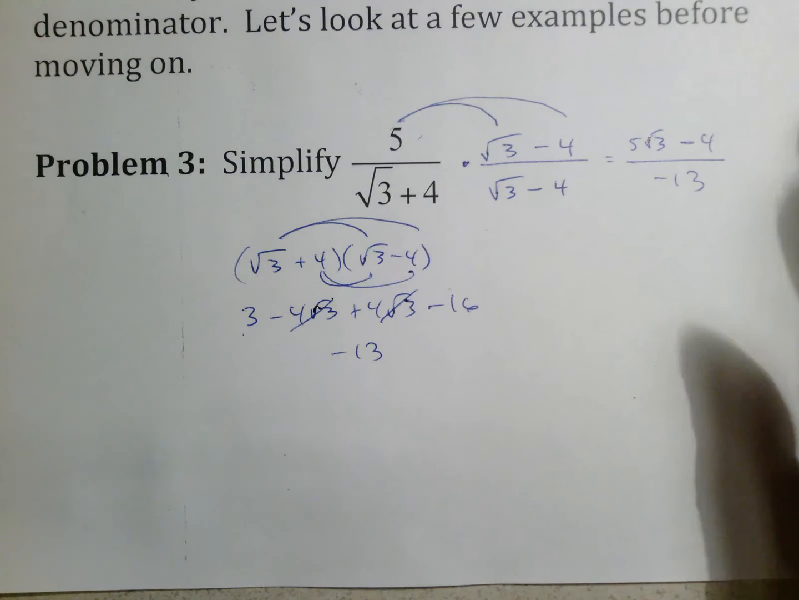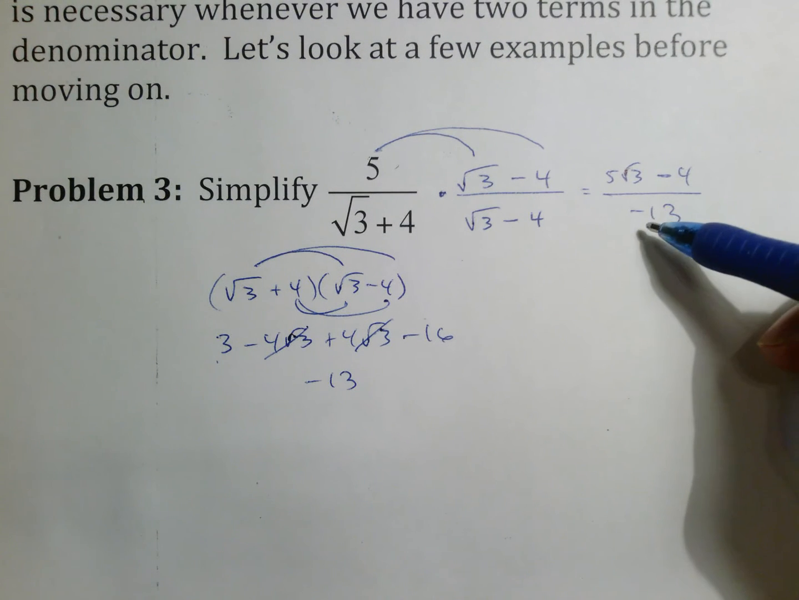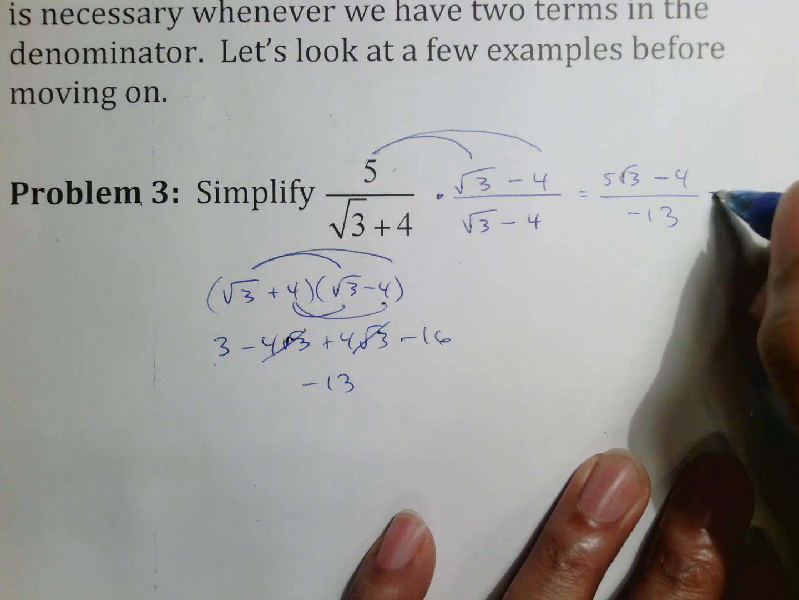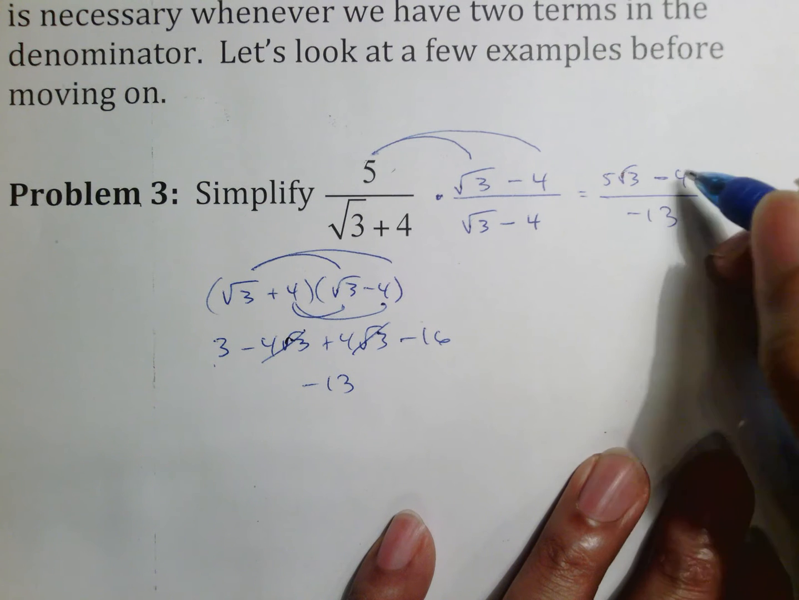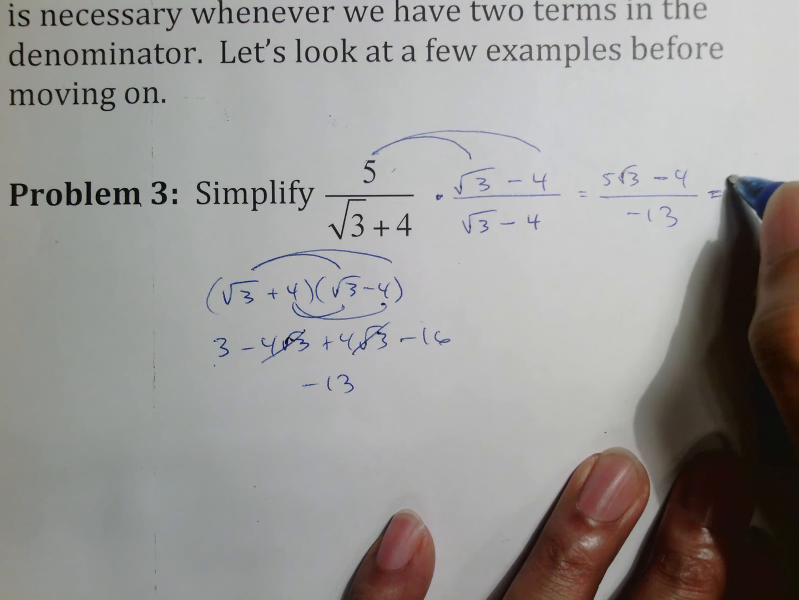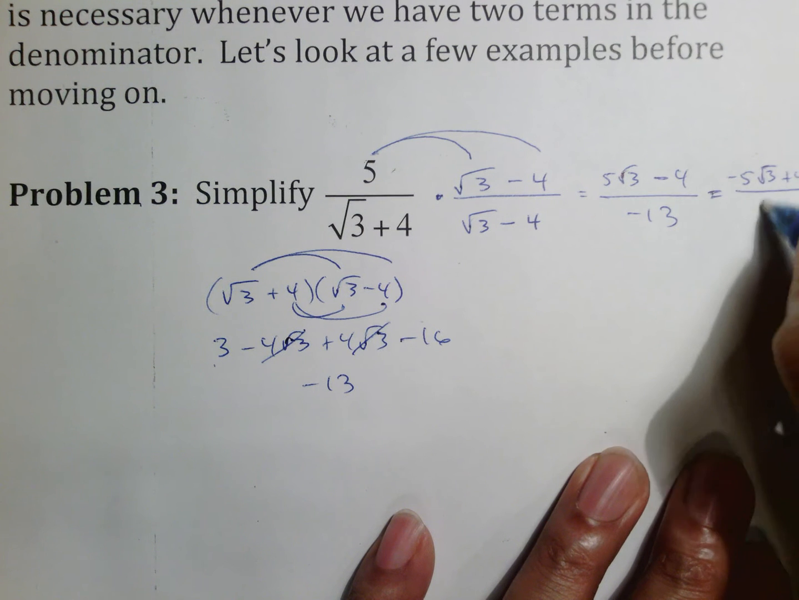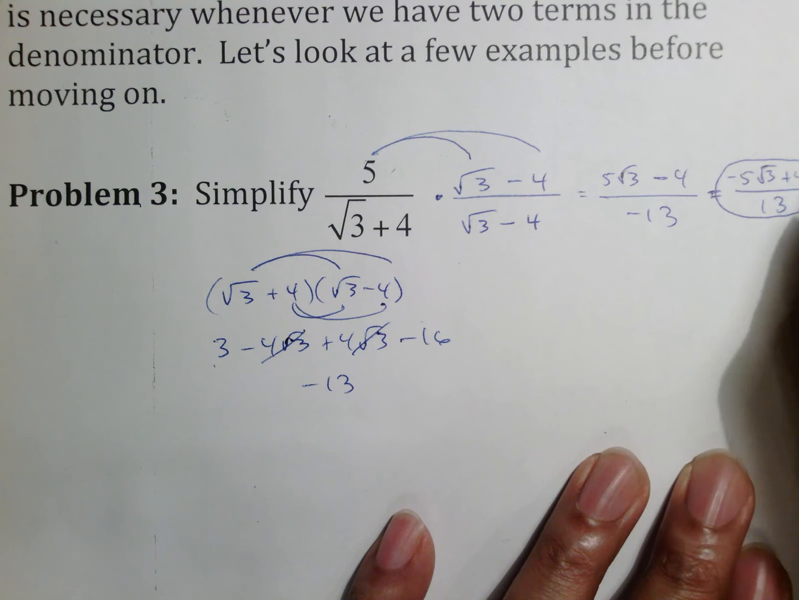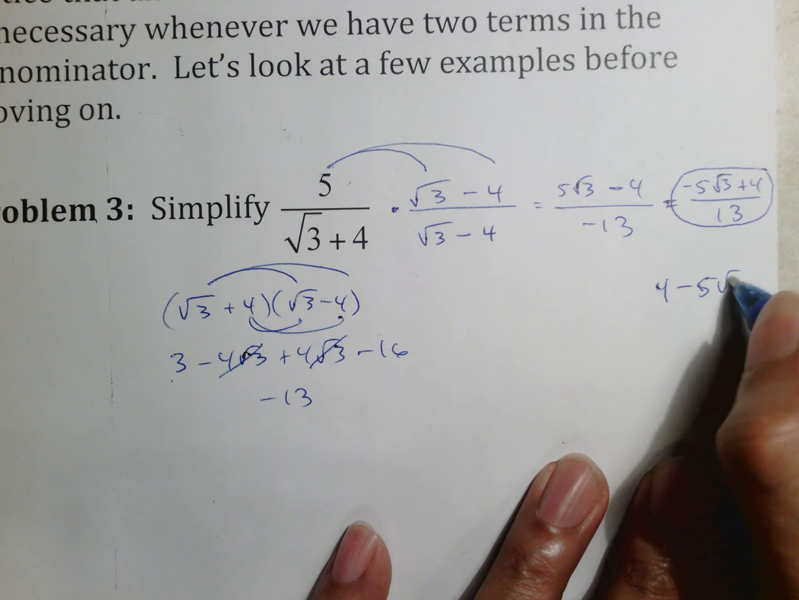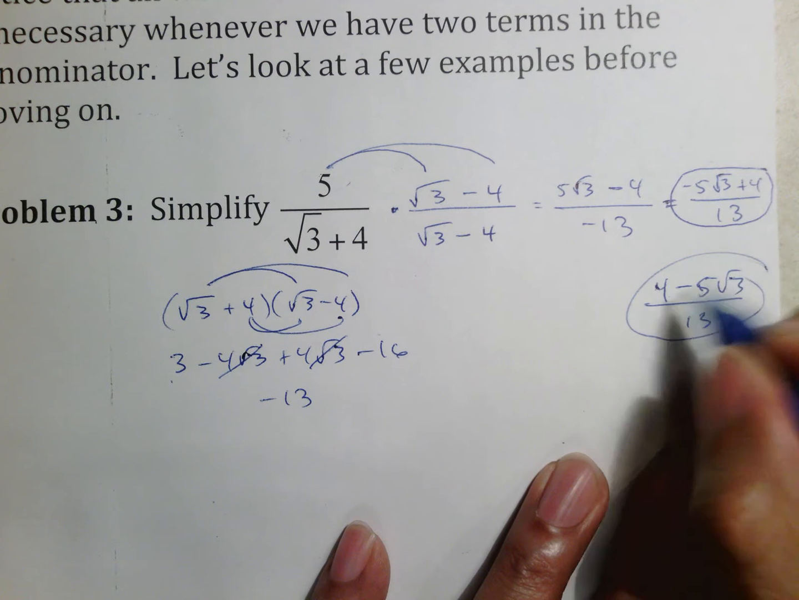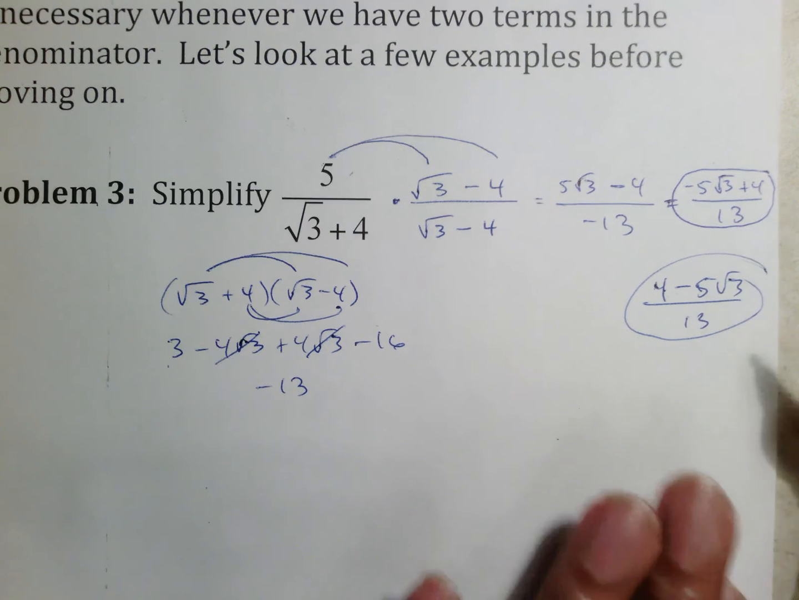Now there is one last step that you have to understand. Just like you can't have radicals at the bottom, you can't have negatives at the bottom. And so what we do is we simply take this thing and we change all three of these terms to be the opposite. So this turns into a negative 5 root 3, a positive 4, and a positive 13. And that is where we can stop. Now they might ask you to write 4 minus 5 root 3 over 13. Notice again 4 is positive, 5 root 3 is negative, 13 is positive, but both of those answers are acceptable.